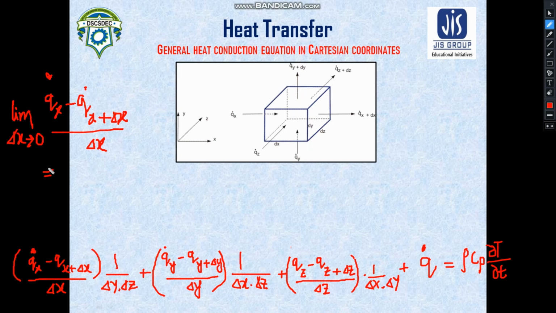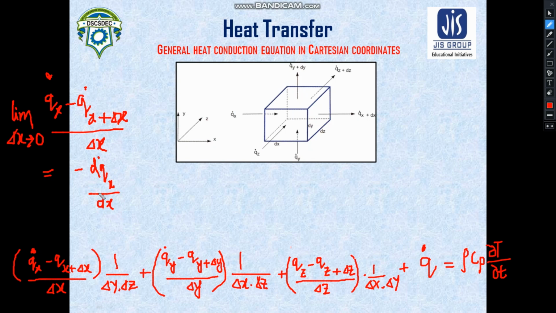Now what will be the answer of this limit? The answer will be minus del qx dot divided by del x, or the change of qx dot with respect to dx. So this can be written as dq dot x with respect to dx.